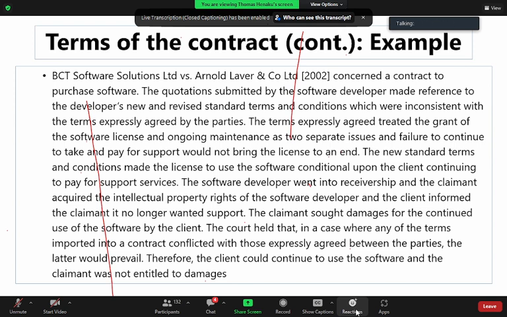Okay, all right. So the latter, what is it? I said, in a case where any of the terms imported into a contract conflicted with those expressly agreed, the latter, those terms that were expressly agreed, prevail. And those were the initial agreement. Express terms, inconsistent terms, implied terms. So we have dealt with express, implied, and then we say inconsistent with other terms of the contract.